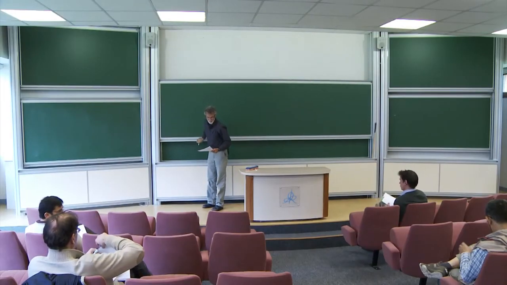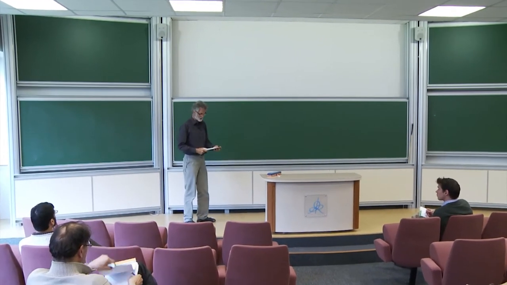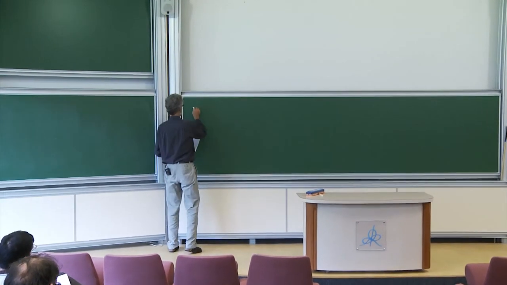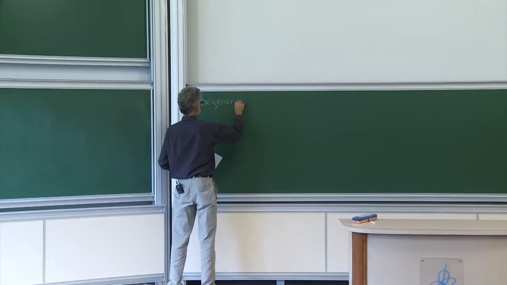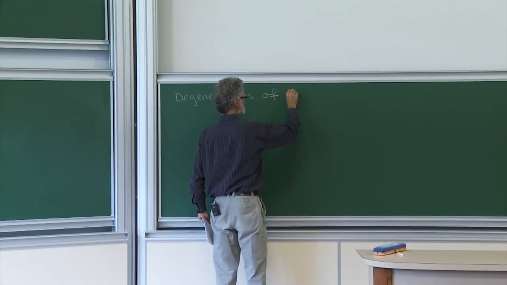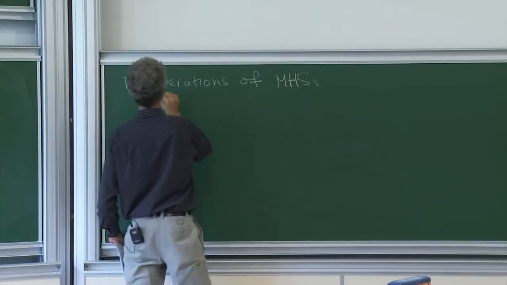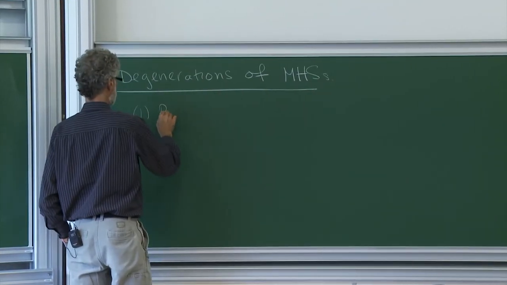Okay, so last time we were talking about degenerations of polarized Hodge structures. So now we'll talk about degenerations of mixed Hodge structures. So the first thing we need to talk about are relative weight filtrations.